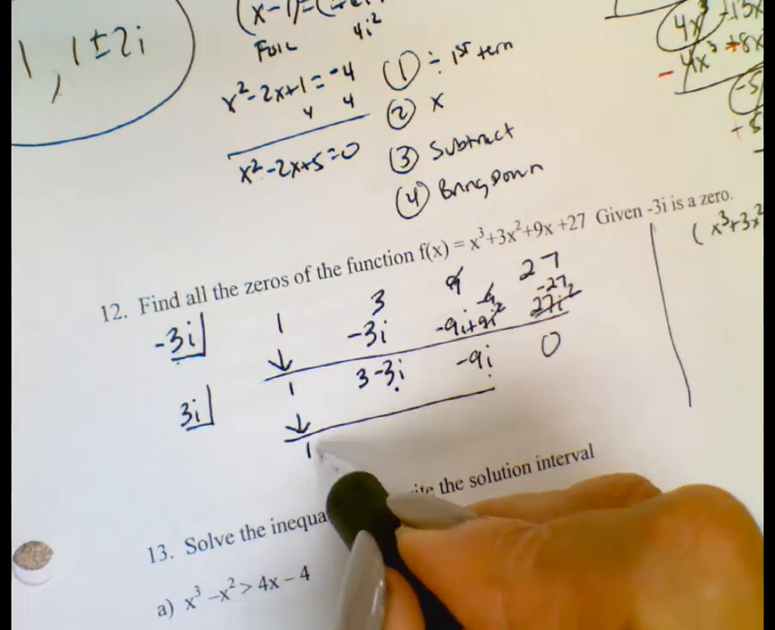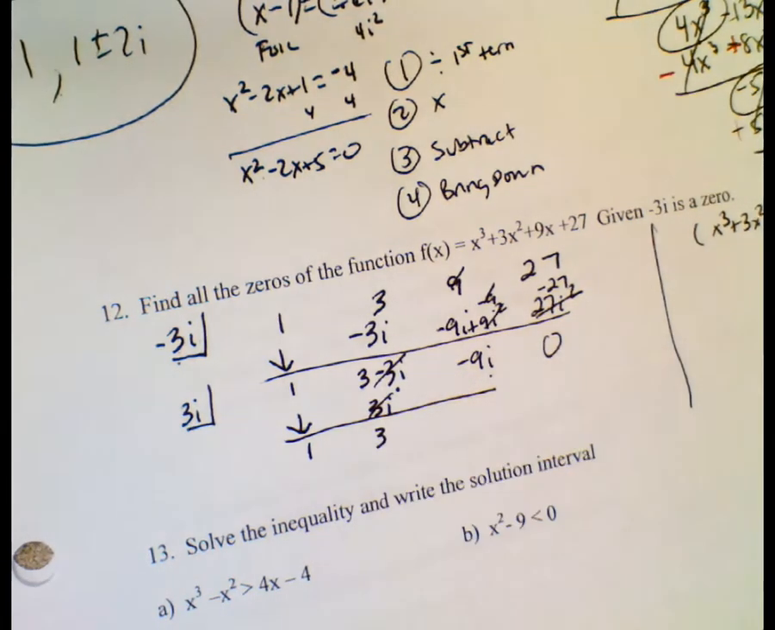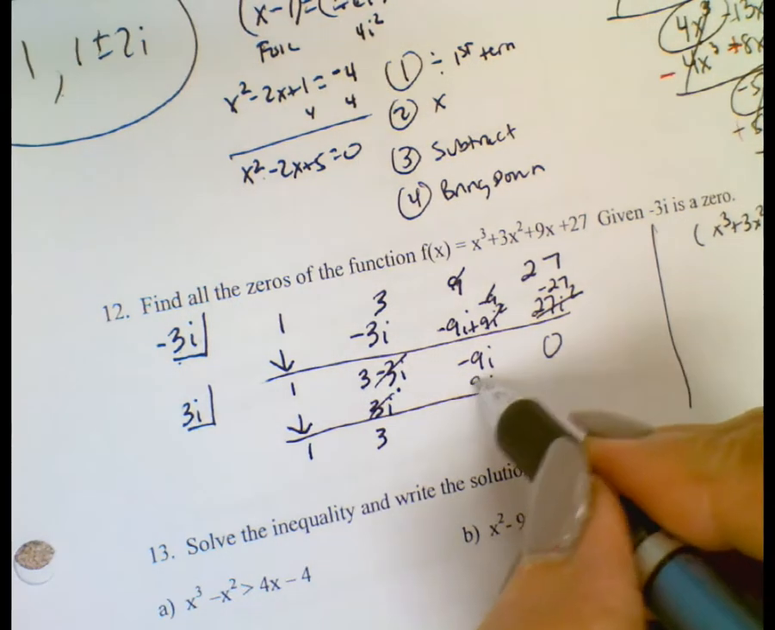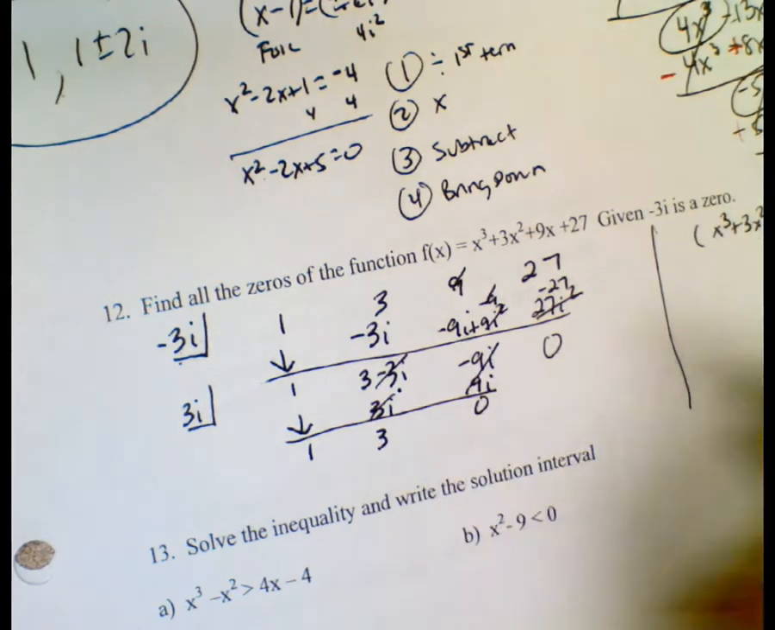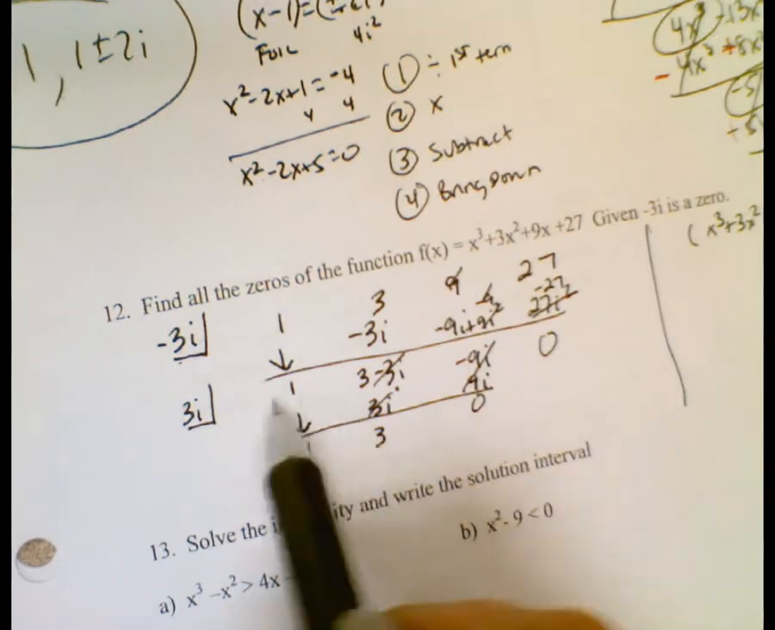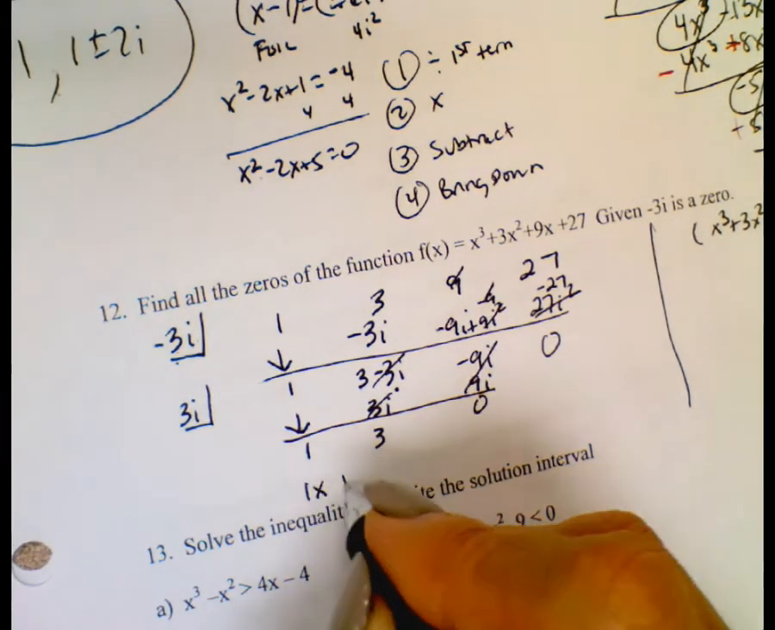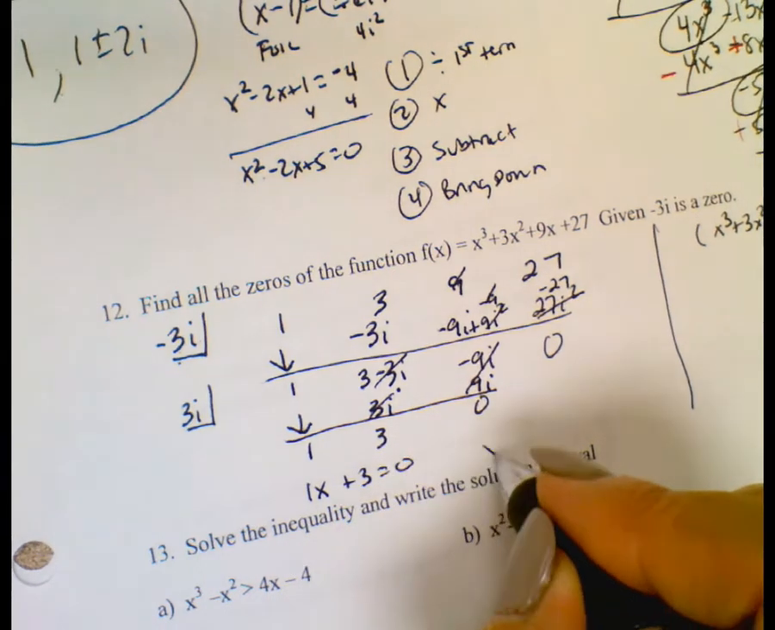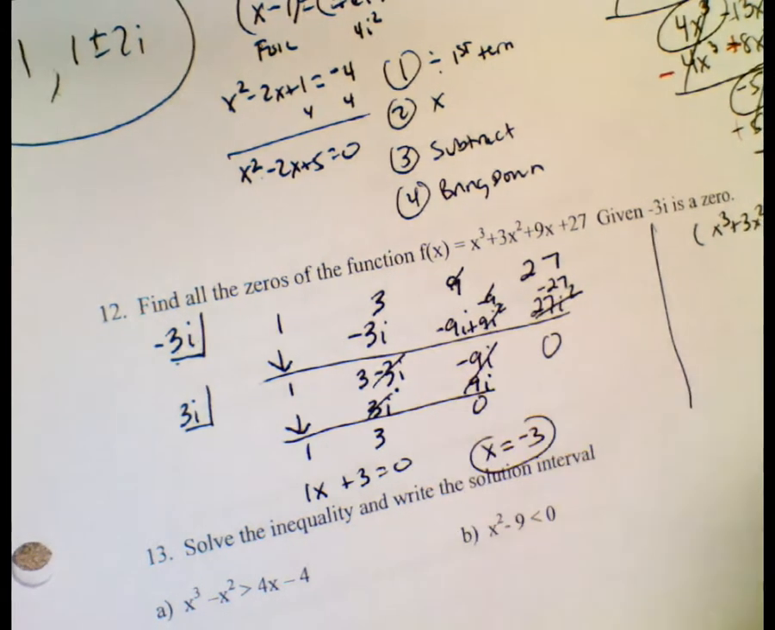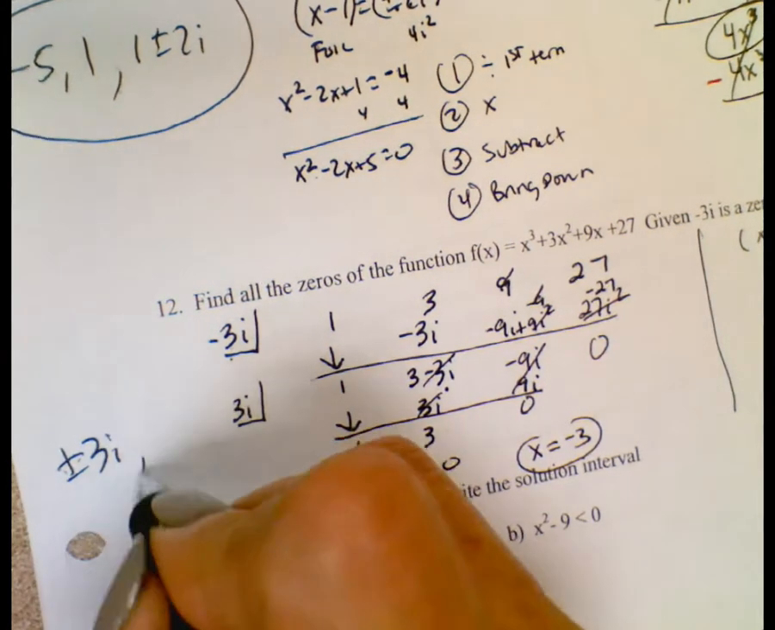So bring down the 1. 1 times 3i is 3i. What cancels? Boom. You're left with a 3. 3 times 3i is 9i. That is 0. So this started as a cubic. This was quadratic. This is linear. So put a variable in, 1x plus 3. Set it equal to 0, and your third root is negative 3. So find all zeros. They're plus or minus 3i and negative 3.